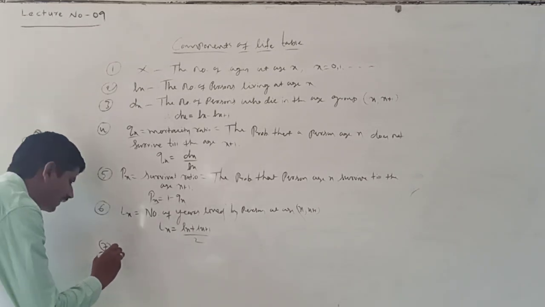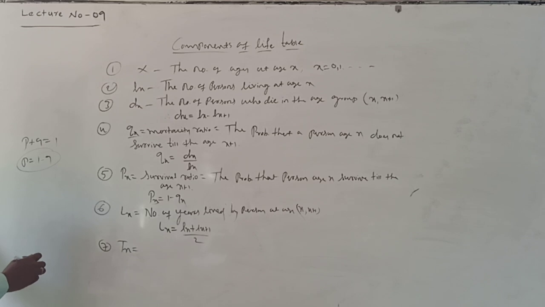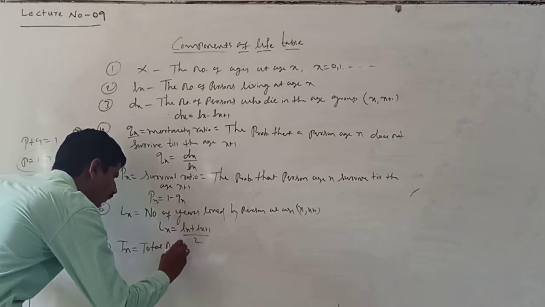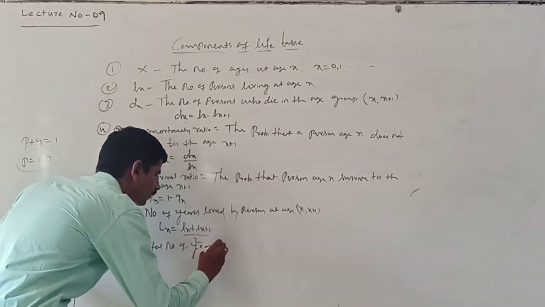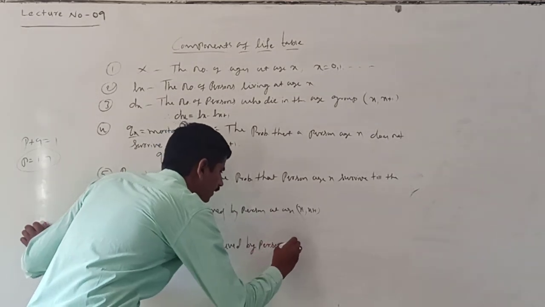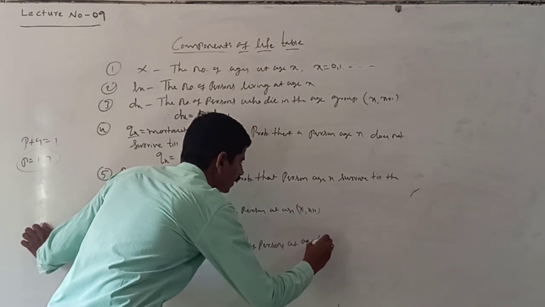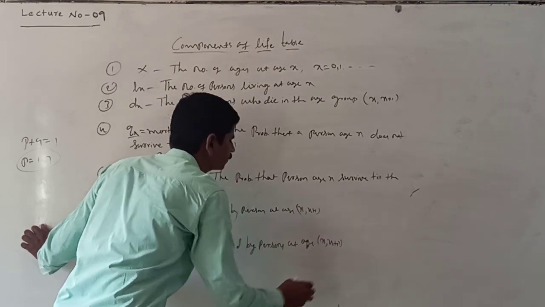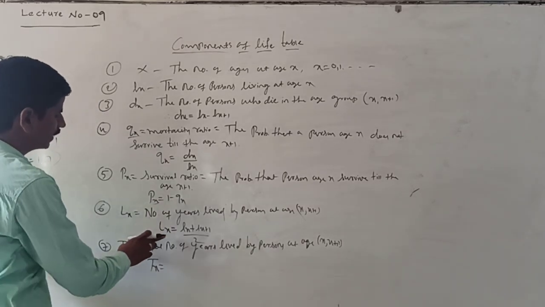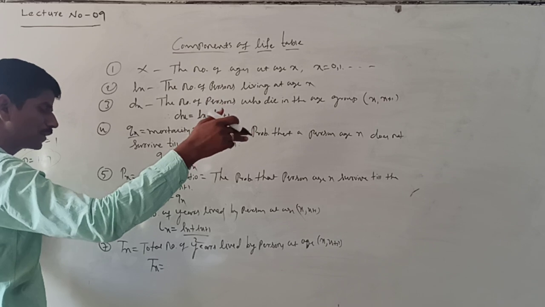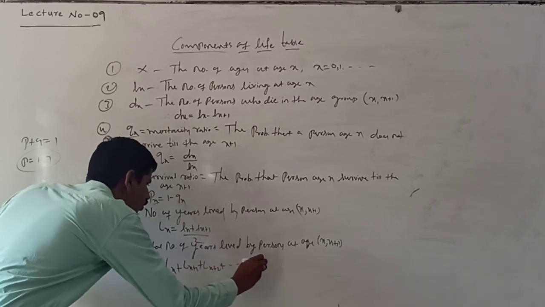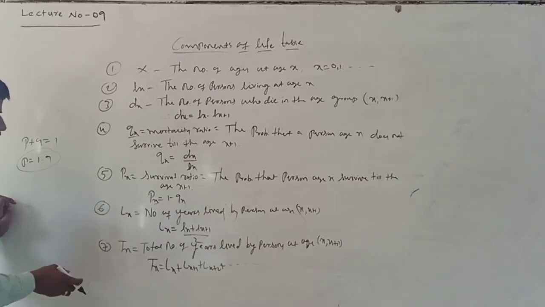And seventh one is Tx. Here the total number of years lived by persons at age x to x plus 1 belonging to the cohort, that is Tx equal to lx plus lx plus 1 plus lx plus 2 up to so on. That is the total number of years lived by the persons at the age x to x plus 1.